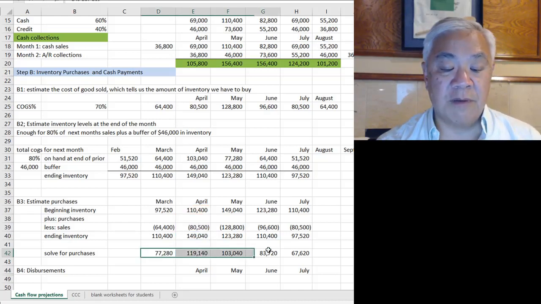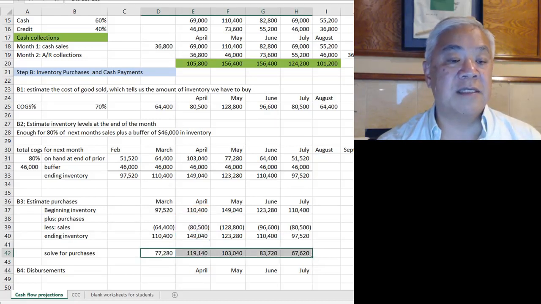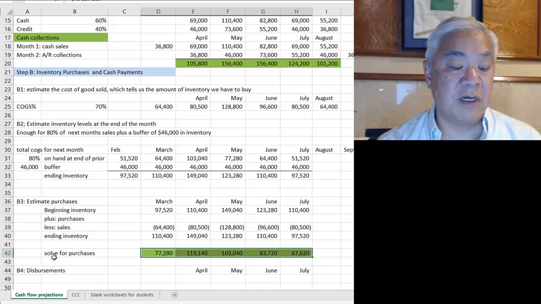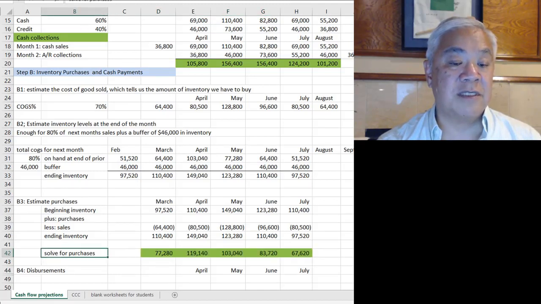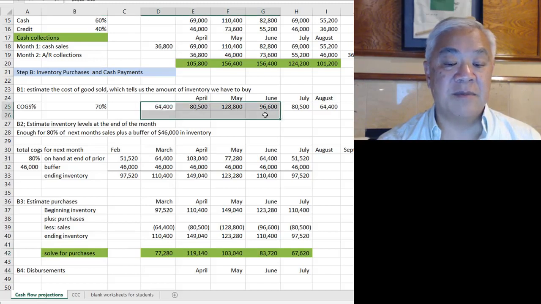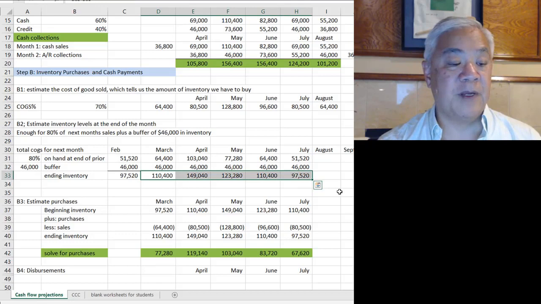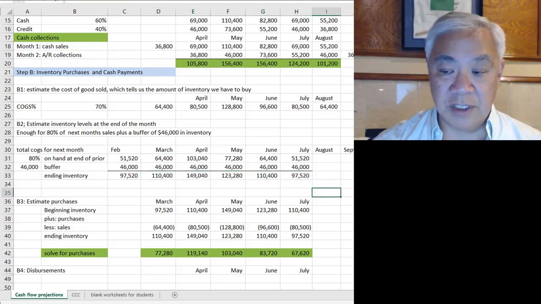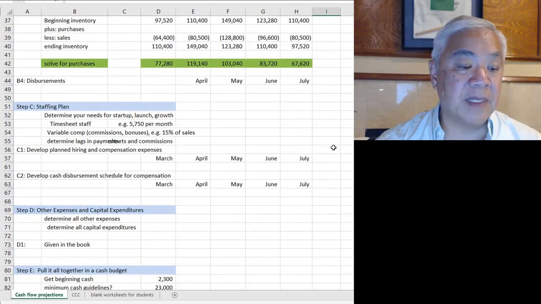So the purchases for the month of April through August are also known. So this is an important number because these are purchases we need to accomplish this much of cost of goods sold and this much of ending inventory. Right? So that's step B, which is inventory. Step C is staffing.